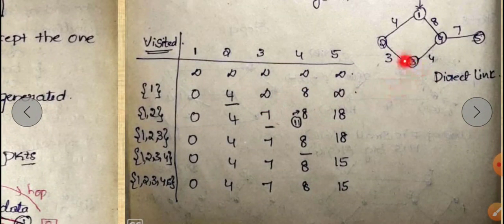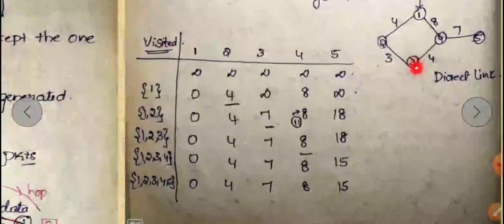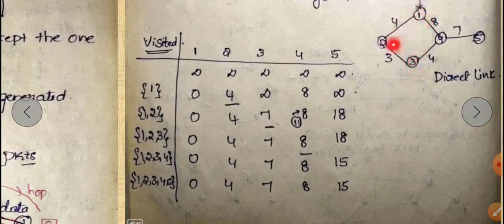2 to 3 value is 3. So the 2 having a direct link. So from 1 to 3, what is the value? 4 plus 3, 7.